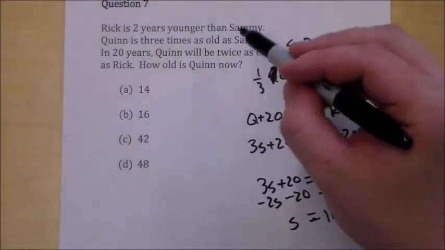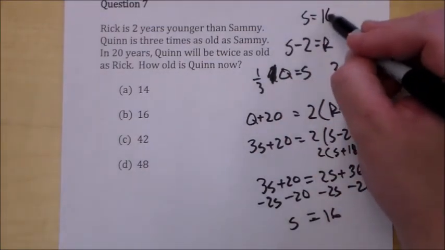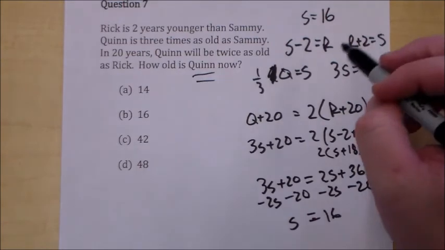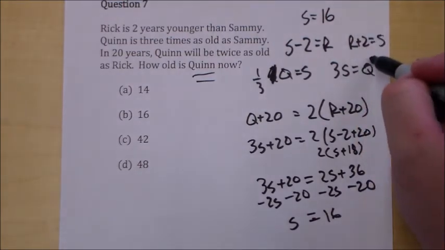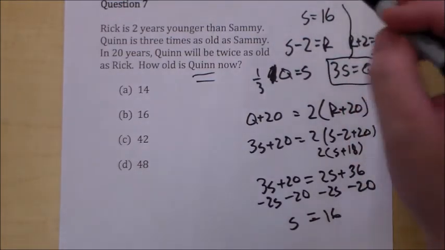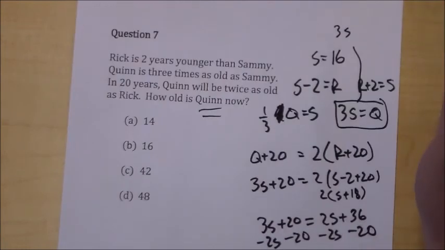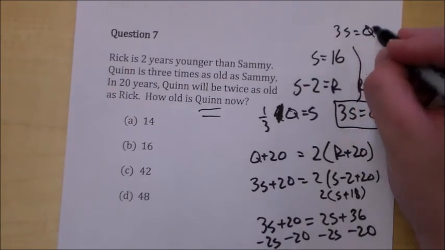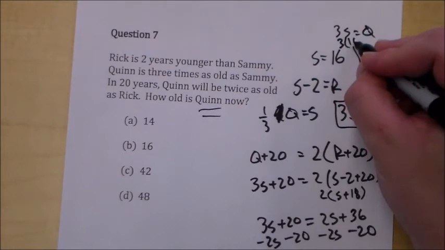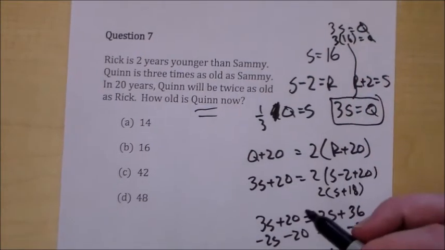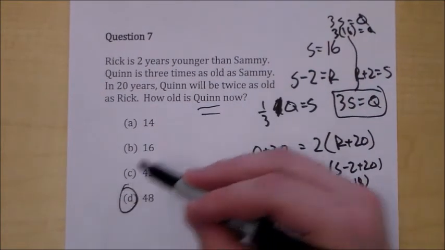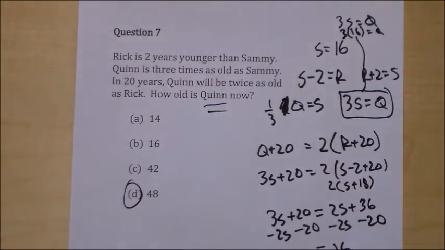Okay, so if I know that Sammy is 16 and I want to find out how old Quentin is now, well, I know that 3 times Sammy will equal Q. So 3 times 16 will get me to Q. All right, 3 times 16 is 48. Quentin is 48. We're good to go.